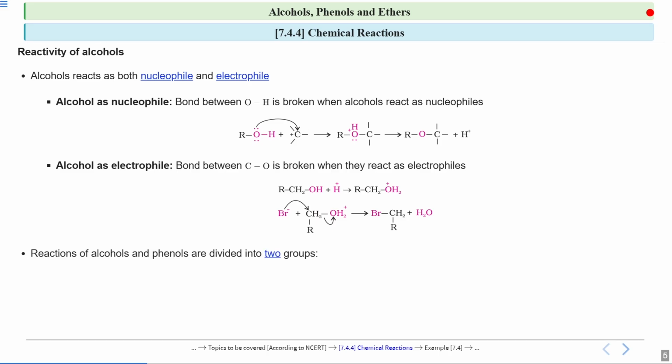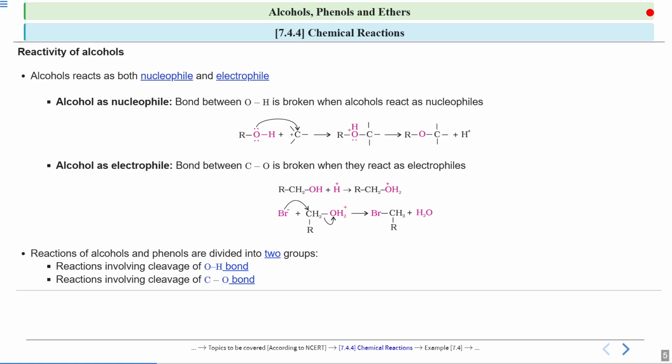Okay, so the reaction of alcohols and phenols is divided into two groups. That is the reactions involving the cleavage of OH bond and the reactions involving the cleavage of CO bond. So we saw in the above both cases, in the first case how your OH bond is cleaved, and in the second case how your carbon and oxygen bond is cleaved. So the reaction is divided into two main groups: cleavage of OH bond and cleavage of CO bond.